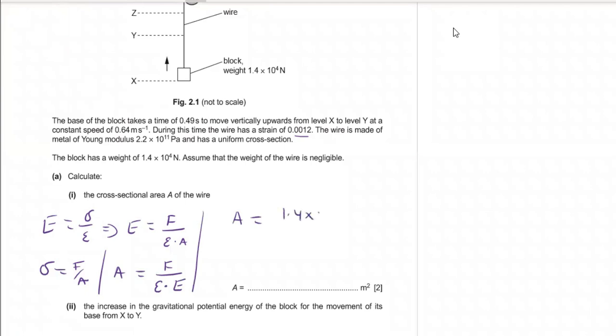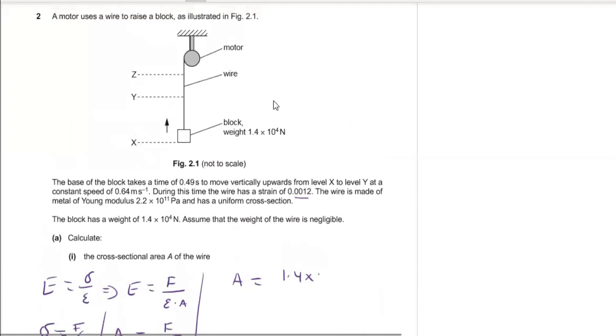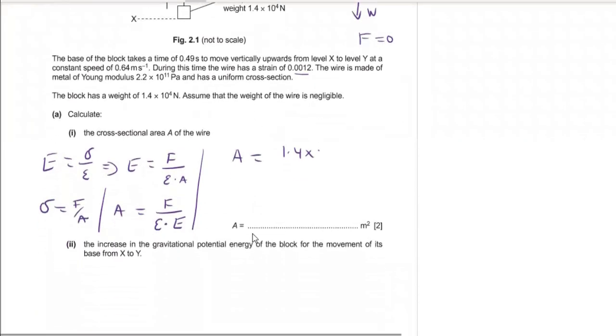So for this particular part here, what is happening is that the block is moving at a constant speed. If the block is moving at a constant speed, it means the tension in the wire T is equal to the weight, because the body is moving at a constant speed. Therefore, the resultant force is 0. So that's why we're using the force as the weight.